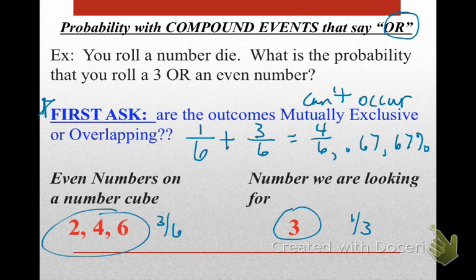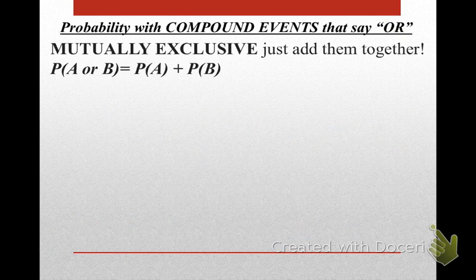And again, that was when our events were mutually exclusive. I don't think I mentioned that, because as we look at even numbers, 2, 4, 6, we can see that those numbers are different from an odd number. So we don't have any of the outcomes that will occur in both those situations. So this is a mutually exclusive situation, so we simply add the probabilities and go with that.